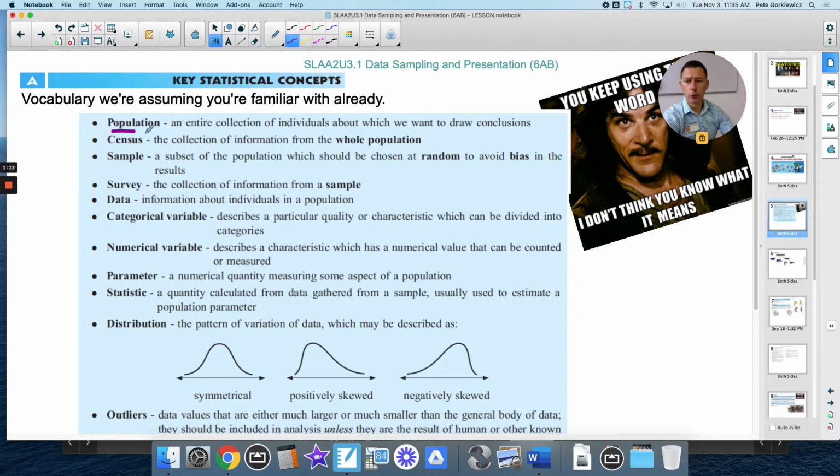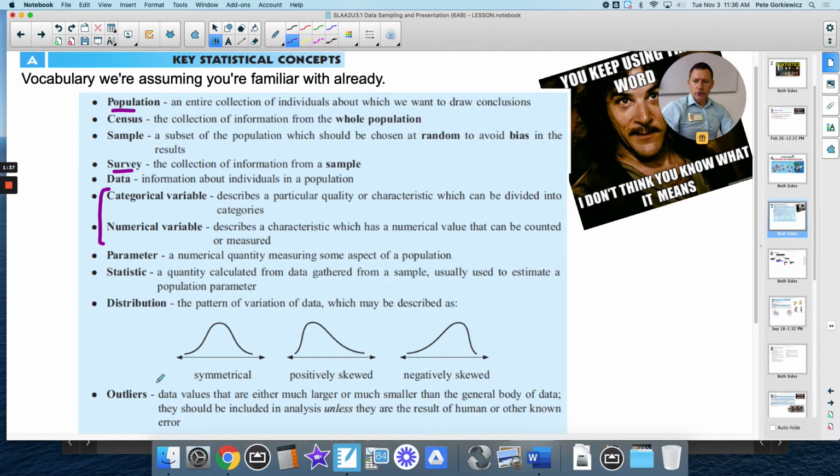Population is the whole group, and we can't always ask everybody in the whole country what they want, especially if you're in a bigger country. So we take a survey and we take a little sample of that, and hopefully your sample represents your whole population. We'll talk about these types of different data in a bit, and we'll talk about outliers and distribution, but just kind of take a look through those.